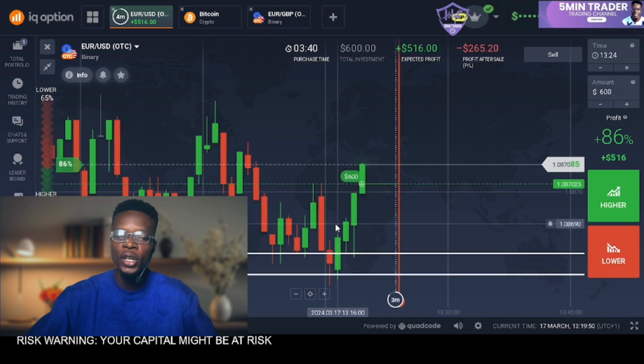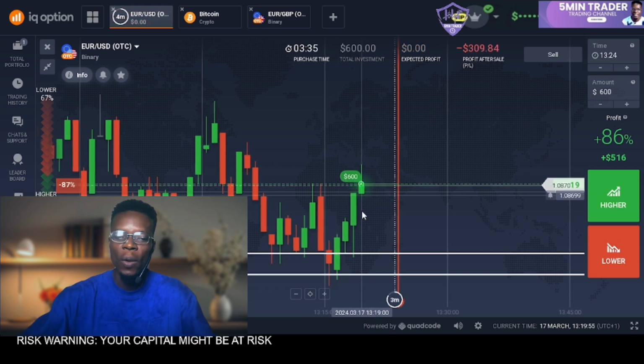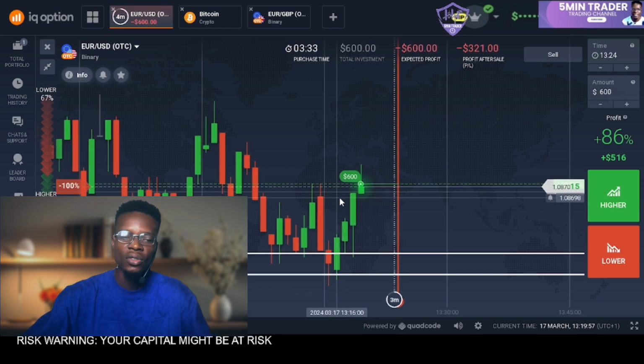So we are going to wait to see when this trade ends, and at the end of this trade I'm going to explain to you why I placed this trade, so you can also learn and apply when you decide to trade. So let's wait.